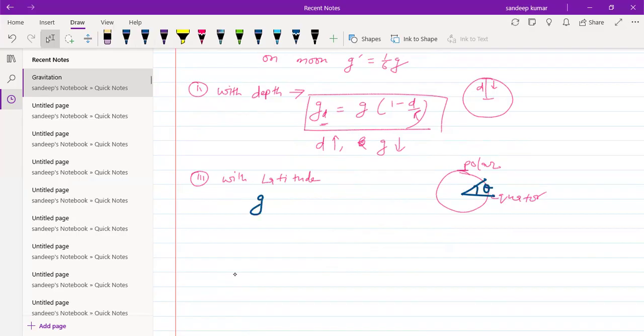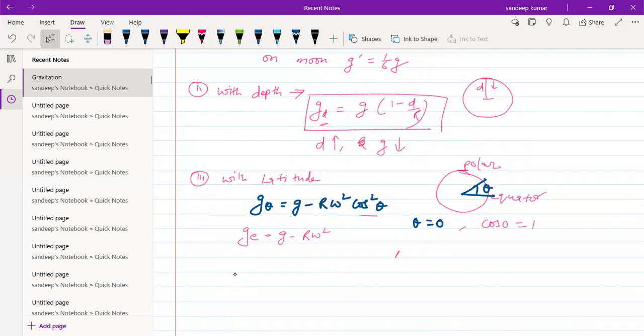So g at theta is equal to g minus R omega square cos square theta. At the equator, theta is equal to 0 degree, so cos 0 is equal to 1. So we can write g at equator is g minus R omega square, since cos square 0 is 1 only.